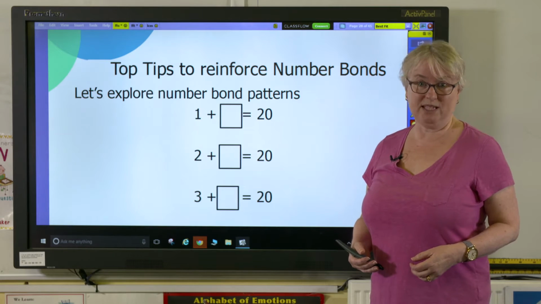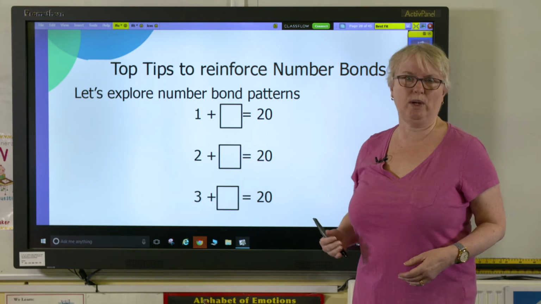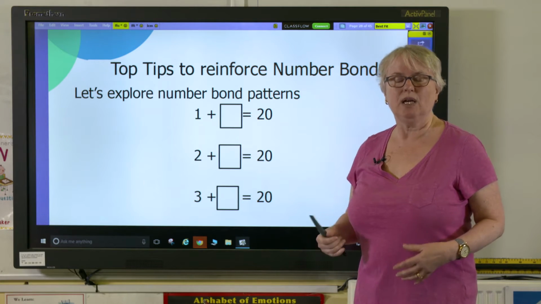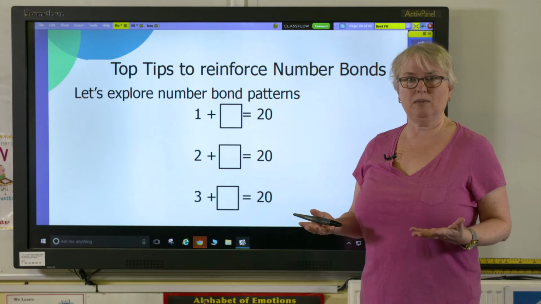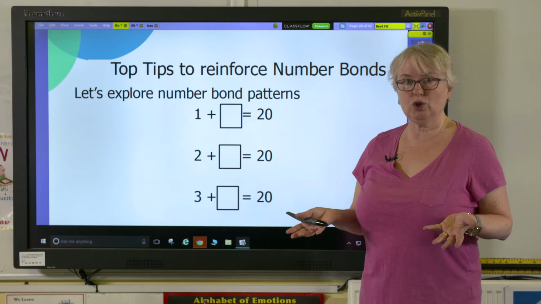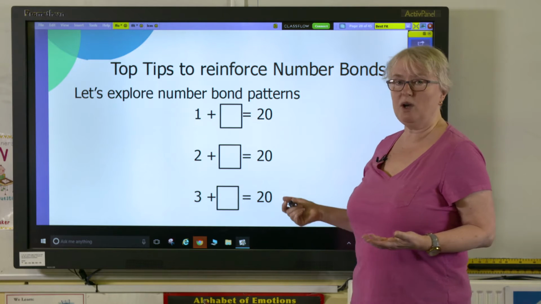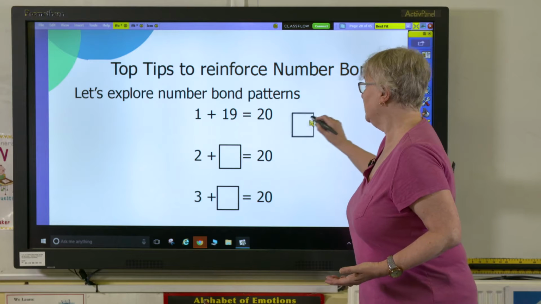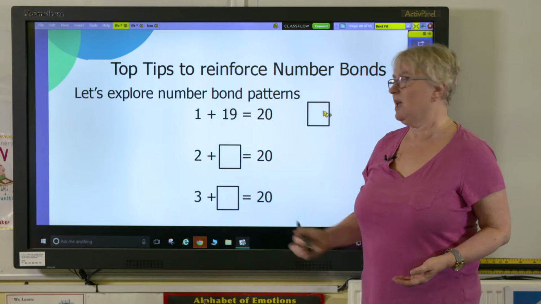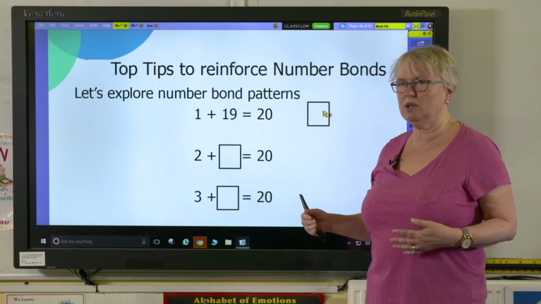Let's start with 20. First of all, I would say to children, let's work out, if I've got 1, how many more will I need to make 20? Now, when they first start exploring this, you can give them apparatus to use, number lines to help them. And first of all, they will be able to tell you that when they've got 1, they need 19 to make 20. Then we'd look at, right, now I've got 2, how many more do you think I will need?